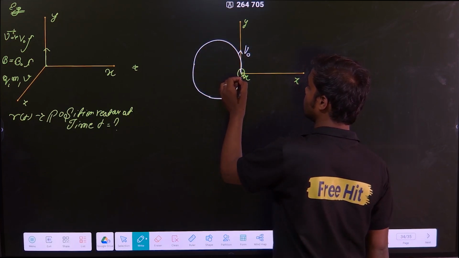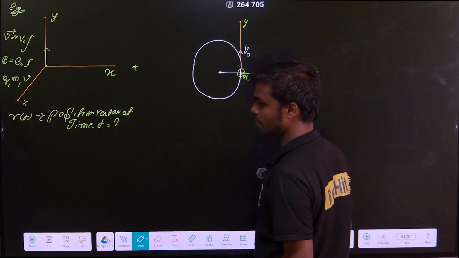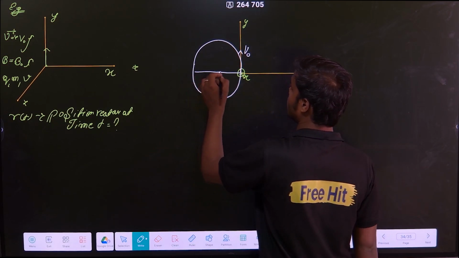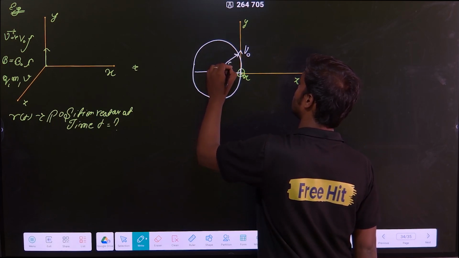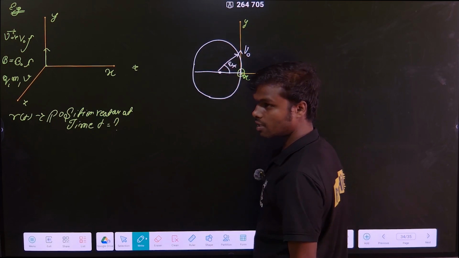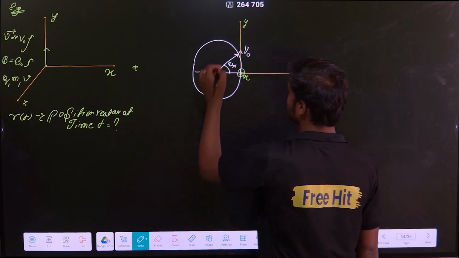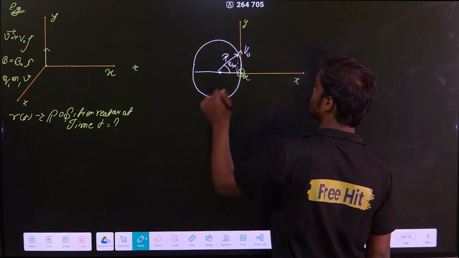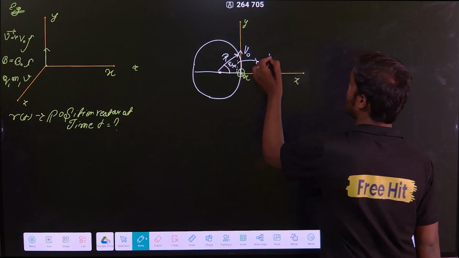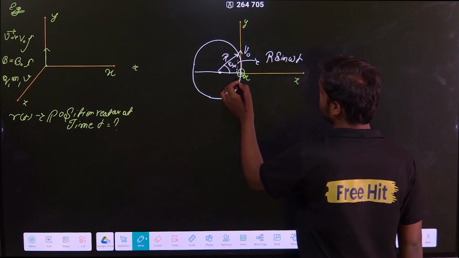Now in this plane, tell me one thing, what is the x coordinate? I want to write at time t. At time t, the particle will rotate an angle of omega t. Correct? Any doubt? In time t, the particle will rotate an angle of omega t. This is r. So what is this thing? This thing is going to be r sine omega t. Correct?